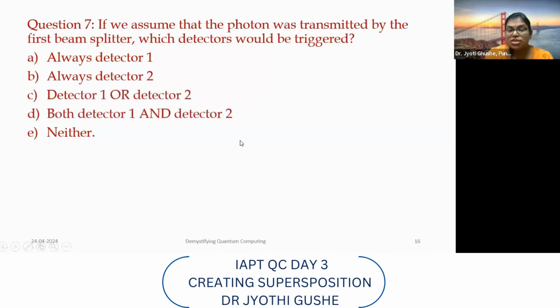Now, let me ask you another question. If we assume the photon was transmitted by the first beam splitter, here comes the role of mirror 1 and mirror 2. You have seen that when it is reflected, it is incident on mirror 2. And when it is transmitted, it is incident on mirror 1, which is again directing it to the second beam splitter. So which detectors would be triggered? Please type your answers in the chat box. You have seen it for both the cases. Yes, your answer is not changing. Always detector 1. The photon is collected in detector 1. Yes, thank you so much.